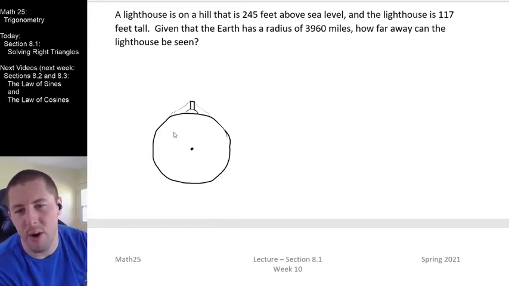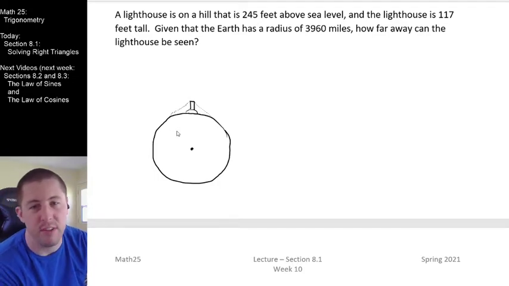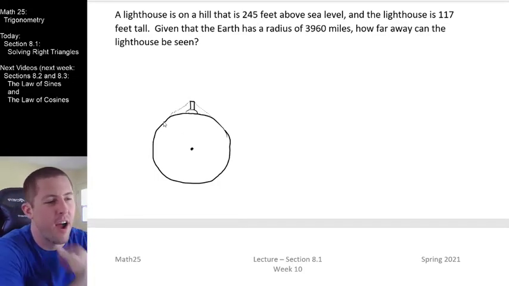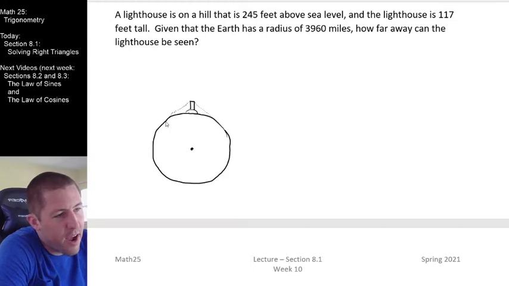What section are we in? We're in section 8.1, solving right triangles. So my question is, where's the right triangle that we're seeing here? And the right triangle that I'm seeing in this case is this right triangle where the viewing angle is perpendicular to the Earth, right?